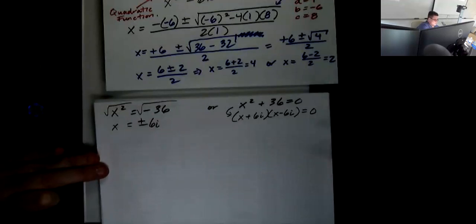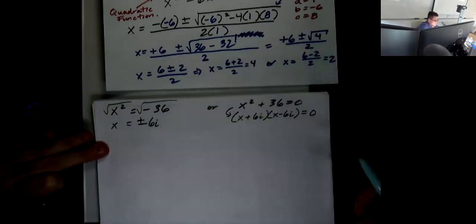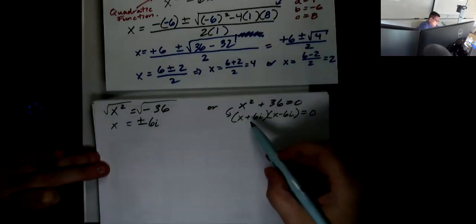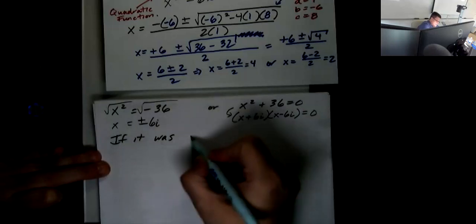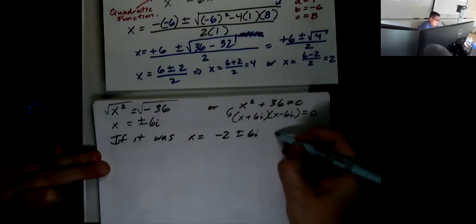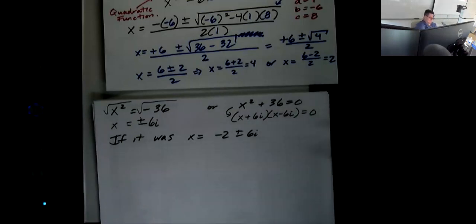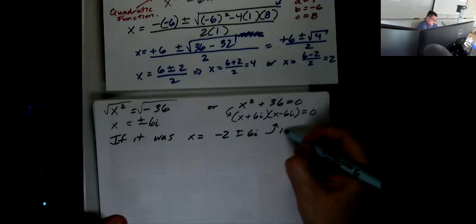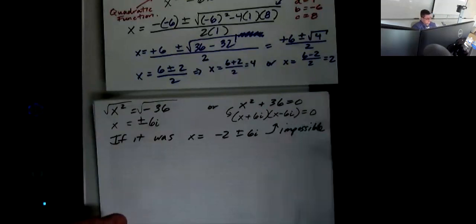It's even worse when there's something added to this in front. It's even harder to come up with x. If it was x equals -2 plus or minus 6i, oh hell no. You're not factoring and getting that. Unless you're like magic. Like borderline impossible. Well, not with doing factoring.